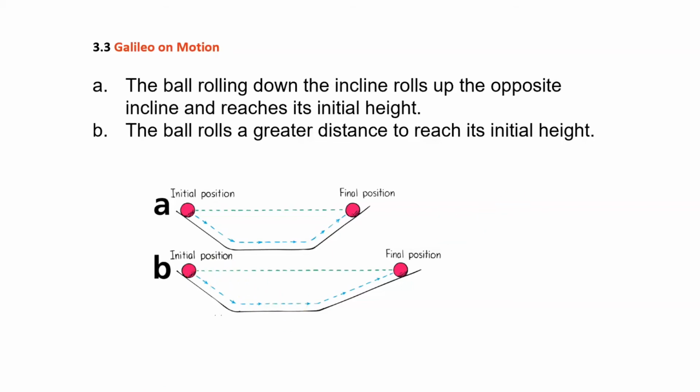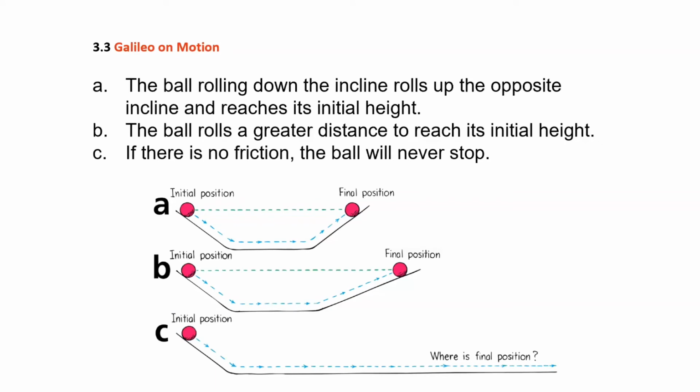So this combination of ideas led to the conclusion that this is all due to friction. Friction is the force that's taking away from the motion of the ball. So his final postulate was that if he removed the final ramp and there was zero friction, the ball would continue rolling indefinitely.